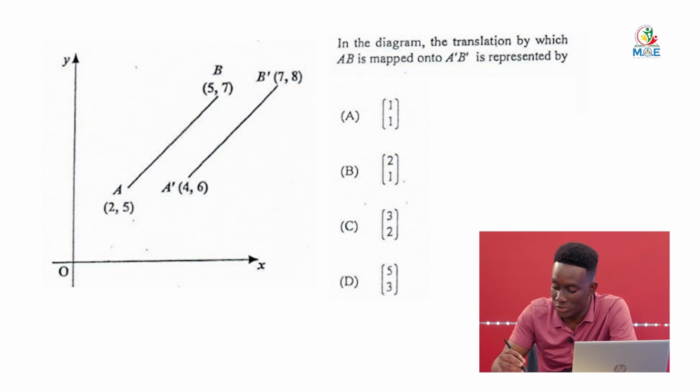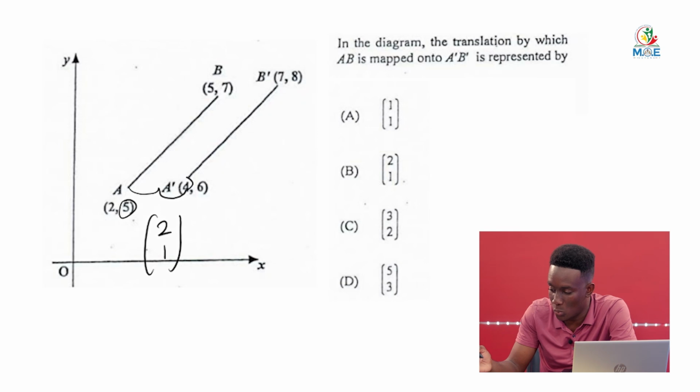To figure this out, we can just choose a point and the image of that point. So let's choose A and A prime. We see A we have 2, 5, and A prime we have 4, 6. To move from 2 to 4, we jump across 1, 2, and then from 5 to 6, we jump up 1. So we can say the translation would be 2 across and 1 up, which is 2, 1, which is B.